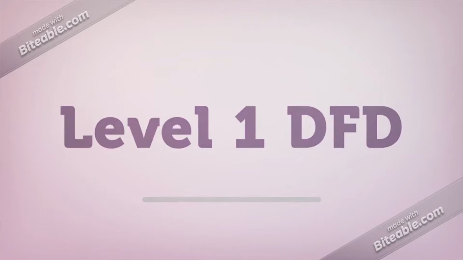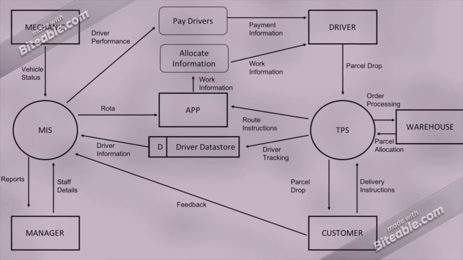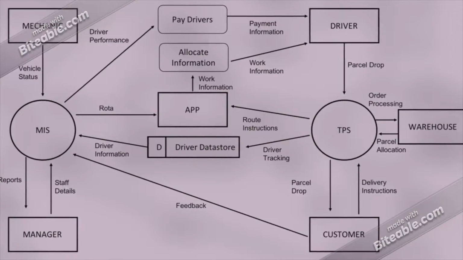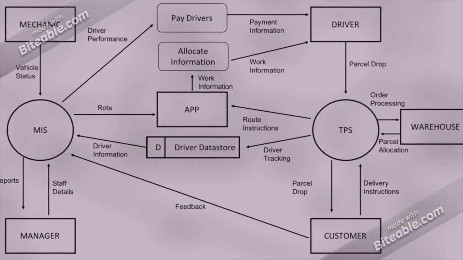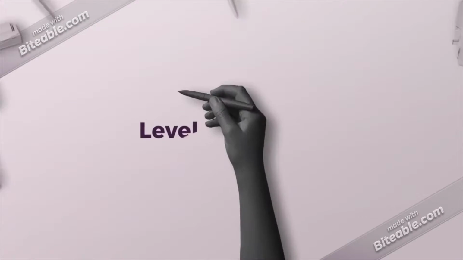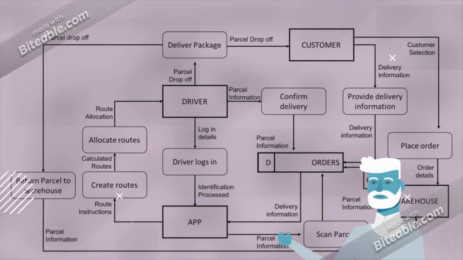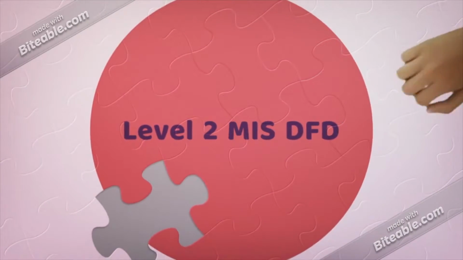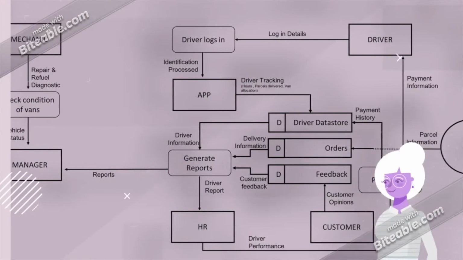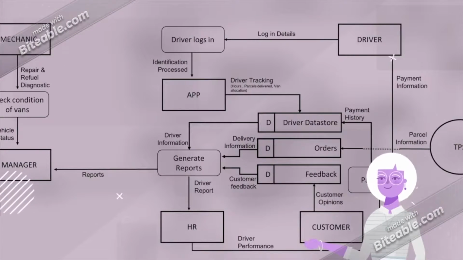The level 1 DFD is a breakdown of the context diagram showing the processes. The level 2 TPS DFD is an in-depth picture of how the parcel is delivered and all its other related processes. The MIS DFD shows how the manager is able to use the system, such as tracking drivers and generating performance reports.